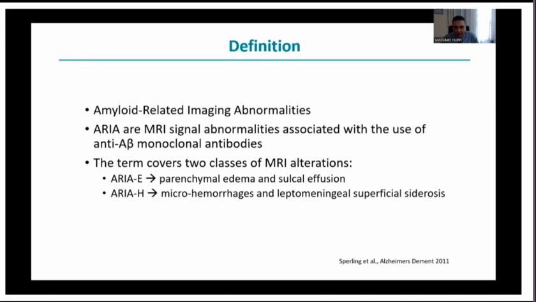First of all, it's an acronym for amyloid-related imaging abnormalities, which already tells us that ARIA are MR signal abnormalities associated with the use of anti-beta amyloid monoclonal antibodies to treat Alzheimer's disease. We have two classes of such MR alterations: ARIA-E, which is composed of parenchymal edema and sulcal effusion, and ARIA-H, which are microhemorrhages and leptomeningeal superficial siderosis.